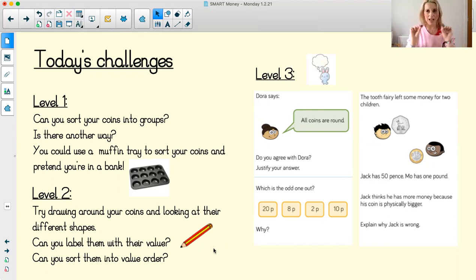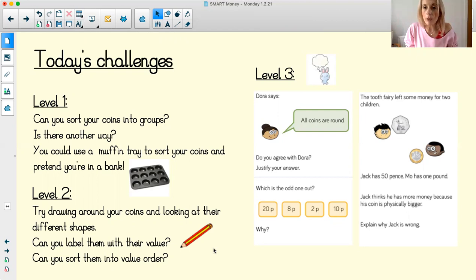And if you're feeling really clever, you could try and sort your coins into value order. Like last week, we did our measurements into height order, didn't we? From shortest to tallest, or length from shortest to longest. You could do it in value order. So one that's maybe worth the least to one that's maybe worth the most.